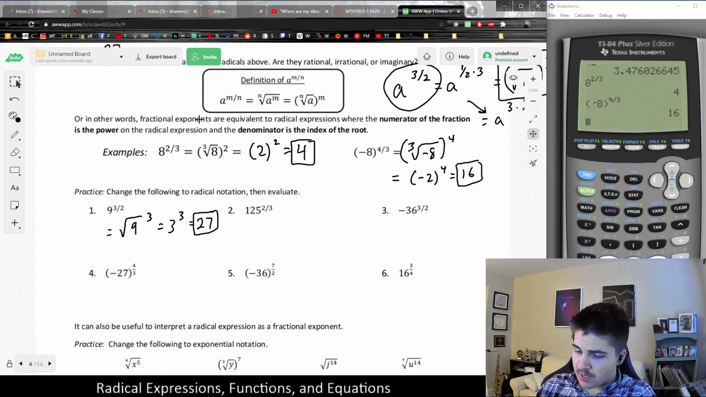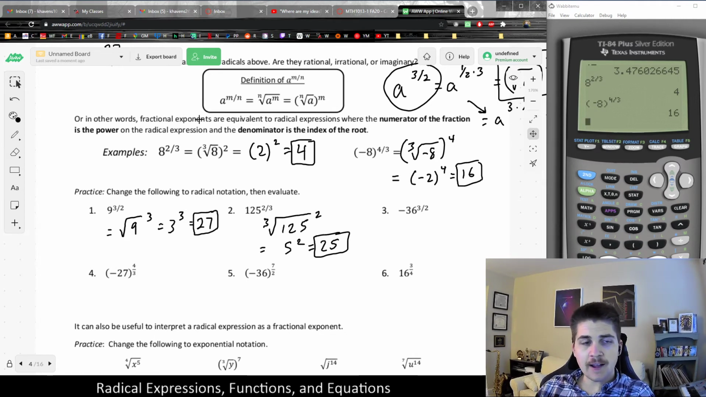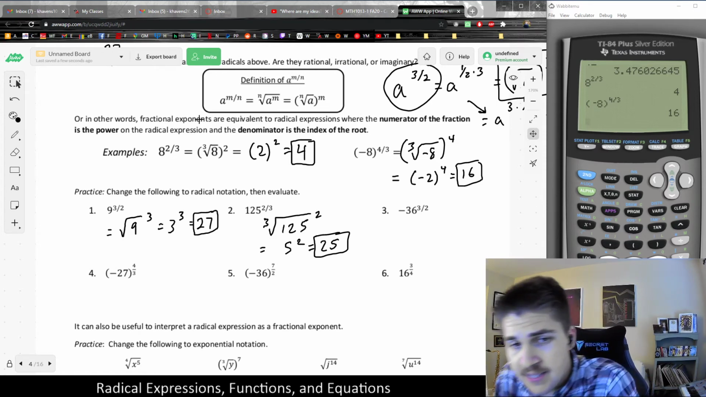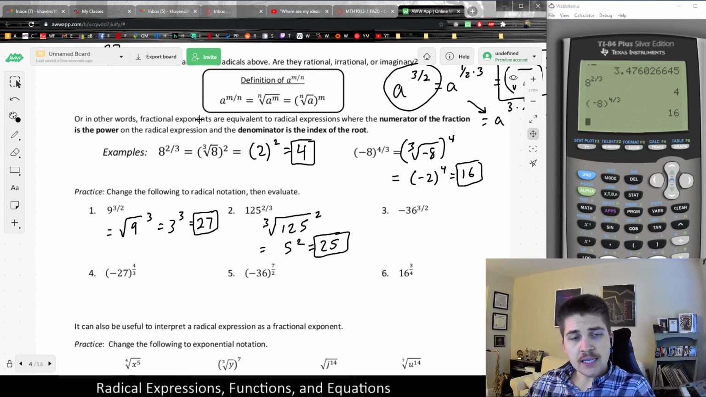And doing another one, if I have 125 to the 2/3 power, I want to be careful because here now 3 is in the denominator, so 3 is my index on my root. And I'd want the cube root of 125, and that whole thing would be squared. The cube root of 125 is just 5, and 5 squared would make 25. Sometimes you can figure it out without too much of a headache, whereas other times it could be irrational, because if you're taking the square root of, say, 7, there's no easy number that will work.